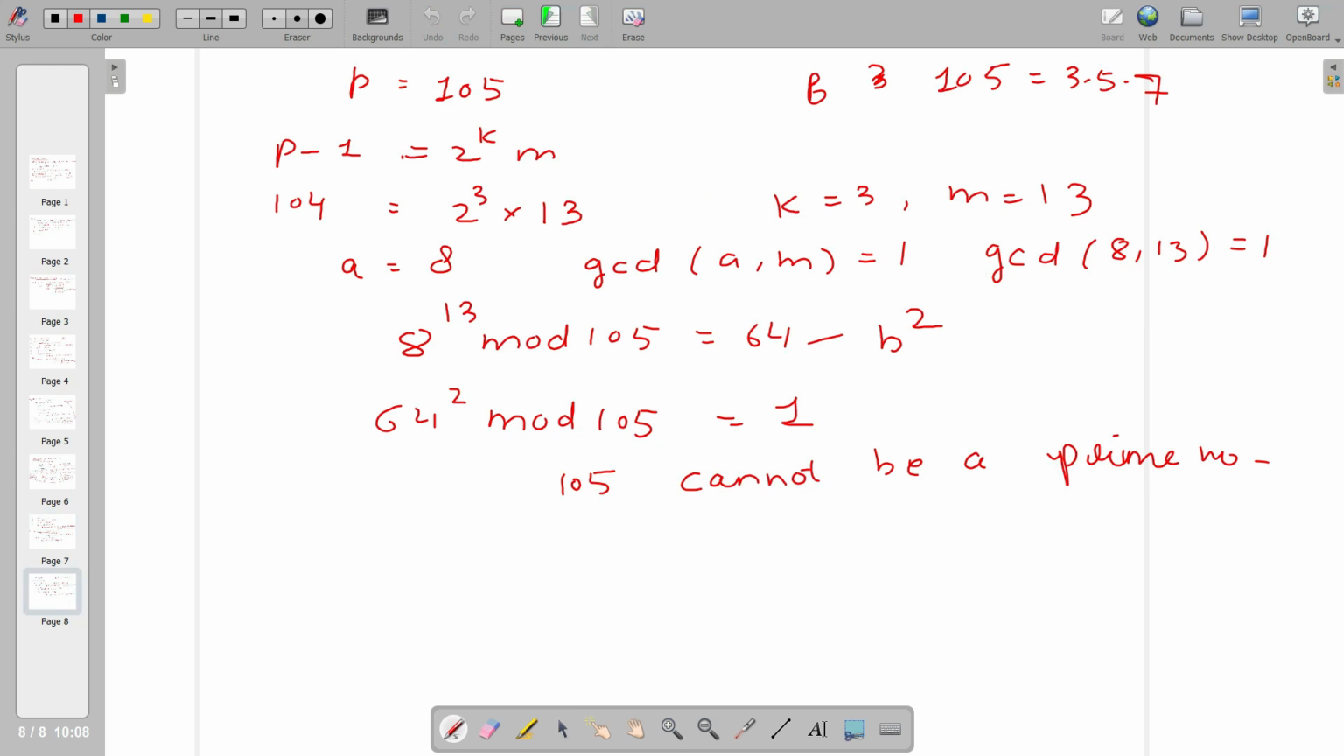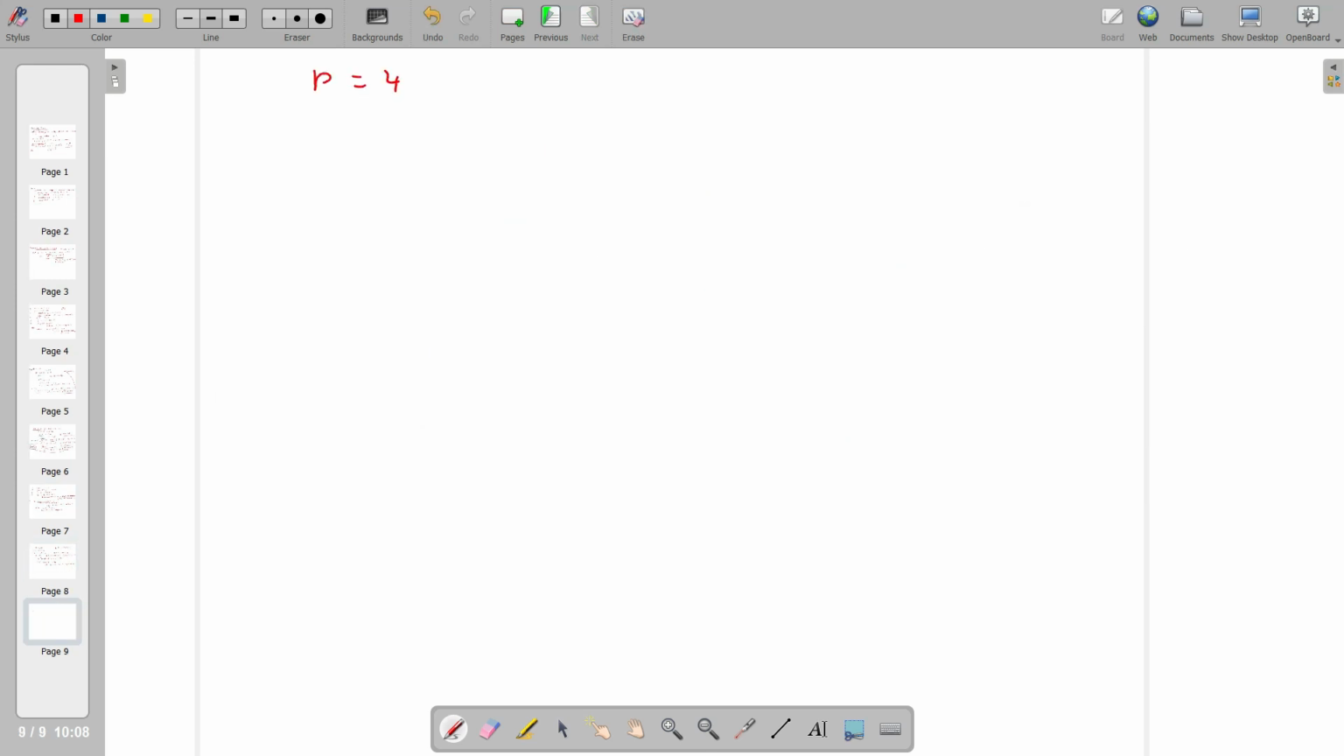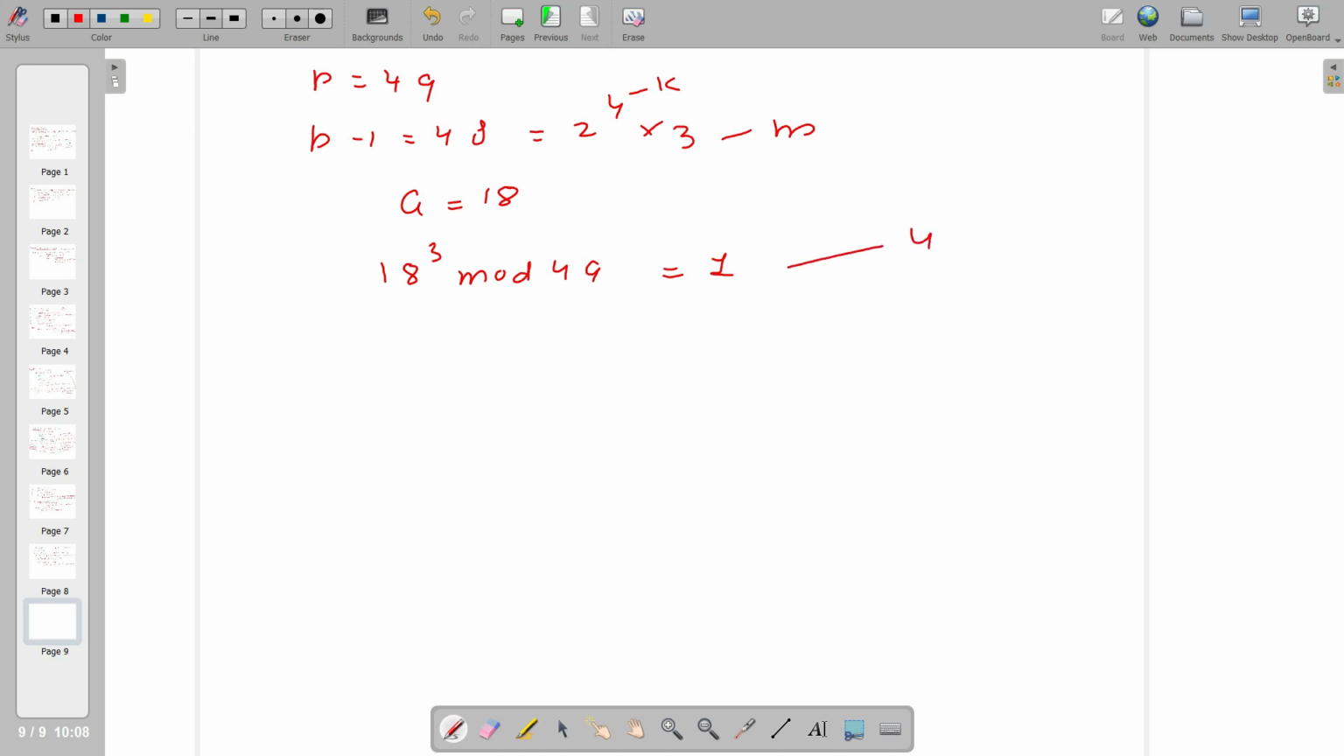Now let's check for another number. Let's say p is equal to 49. So p minus 1 comes out to be 48, which we can write as 2 to the power 4 into 3. Now this 3 is m and this 4 is k, and let's say a is equal to 18, so that 18 and 3 are co-prime to each other. Now 18 to the power 3 mod 49 comes out to be 1.